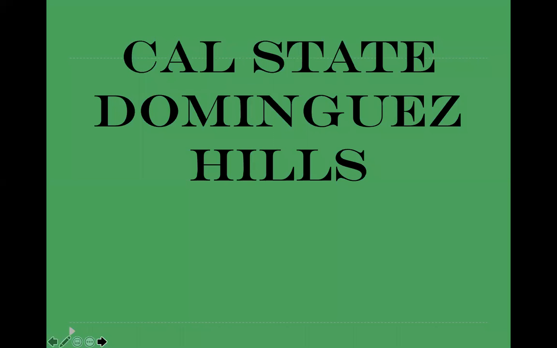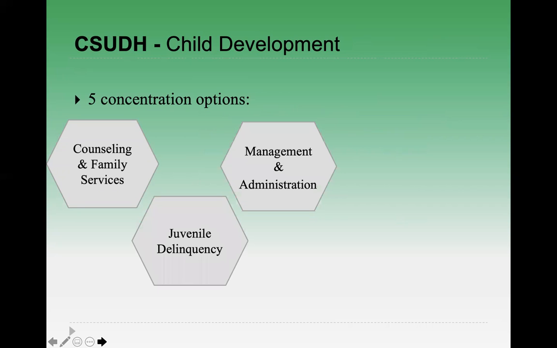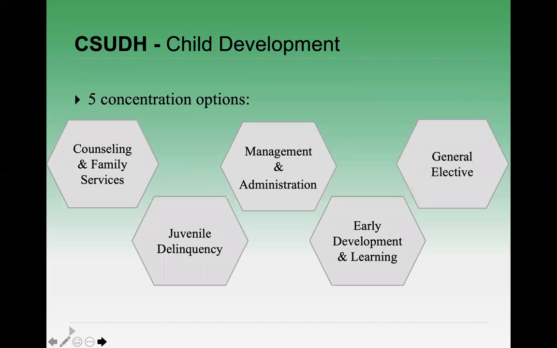Next, let's talk about Cal State Dominguez Hills. They offer a degree in child development, and they have 5 different concentration options within their major. It includes counseling and family services, or students go into juvenile delinquency, management and administration, early development and learning, or they might just be taking general classes that fulfill the major in child development.